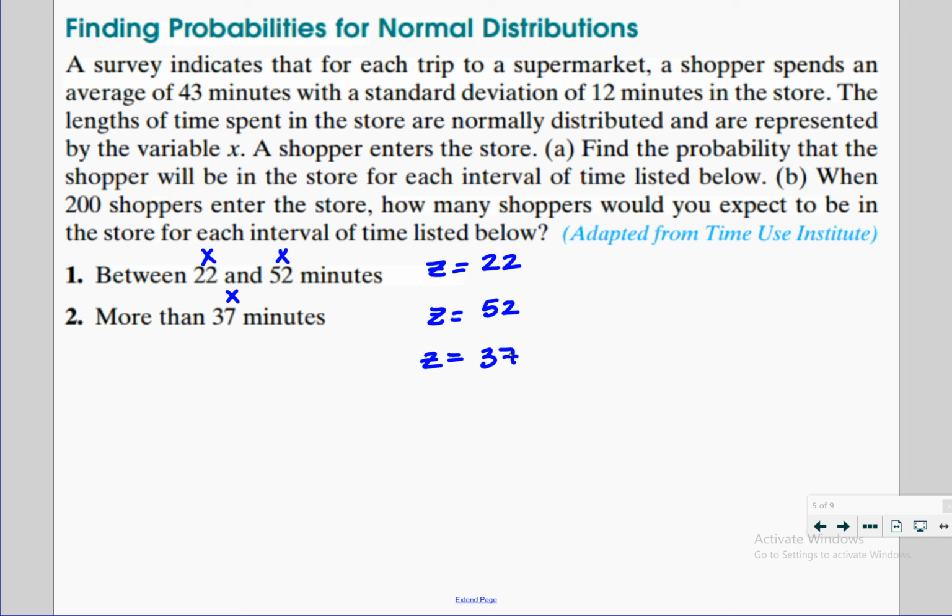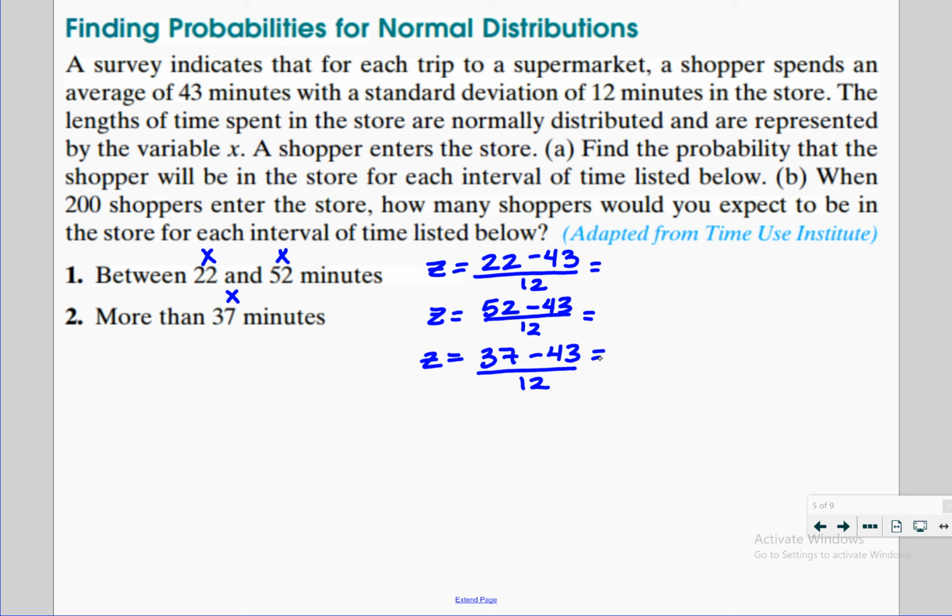To do that, we take the x value, again, subtract the mean, and divide by the standard deviation. In this case, the mean, or the average, was 43, so minus 43, and then divide by my standard deviation, 12. You do the same calculation for each of them: minus 43, divide by 12. These should work out pretty decently, but if you need to, we round to 2 decimal places because that's as far as our z-score chart goes.